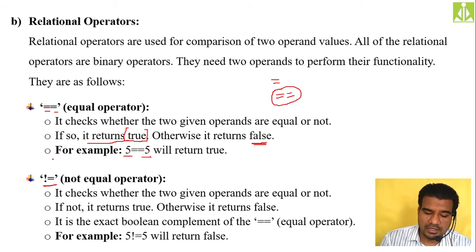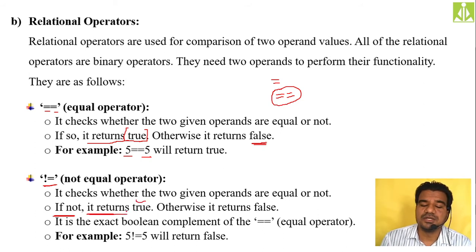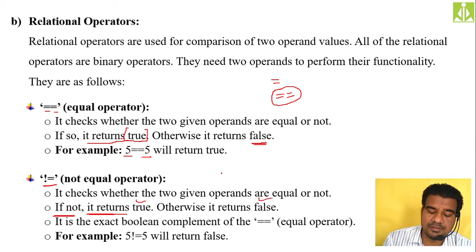So yeah, here if both the operands are not equal, then it will return true value. Otherwise, it returns false. So whatever the equal operator is performing, it exactly performs the opposite to that one.